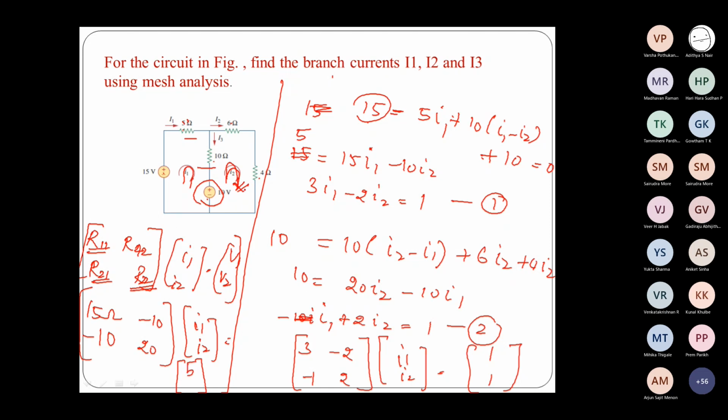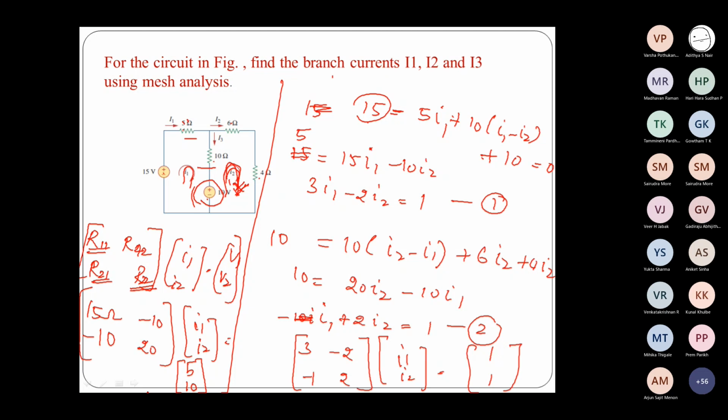Same way for loop 2. As far as loop 2 is concerned, we have only one voltage source. That is a rise. So it's going to be 10. So that's all.